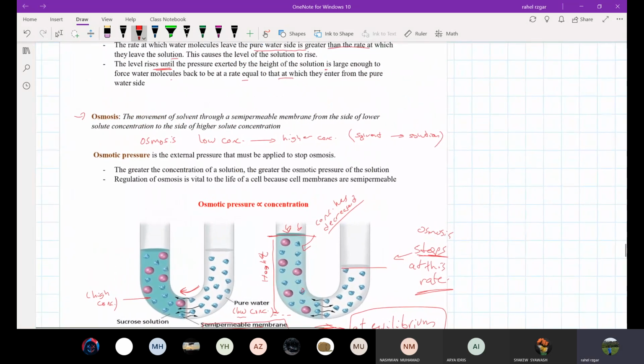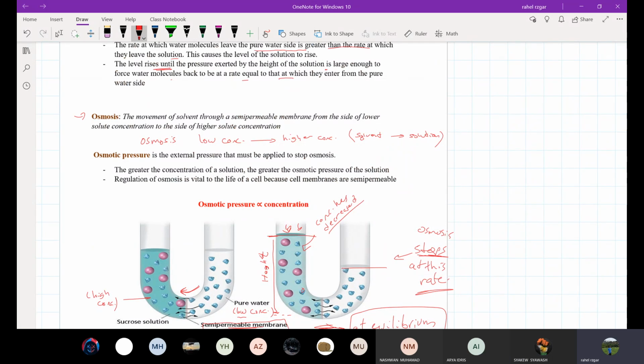Again, the level rises until the pressure exerted by the height, this is the height of the solution. That pressure is large enough to force water molecules, these molecules, see, it is forcing the molecules back to the solvent again, but at an equal rate. If one particle goes to the left side, one particle will go to the right side, until the pure side.